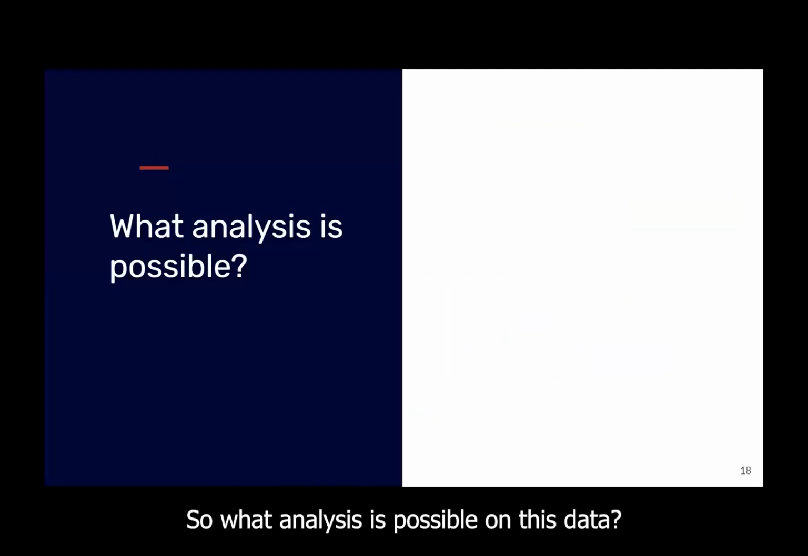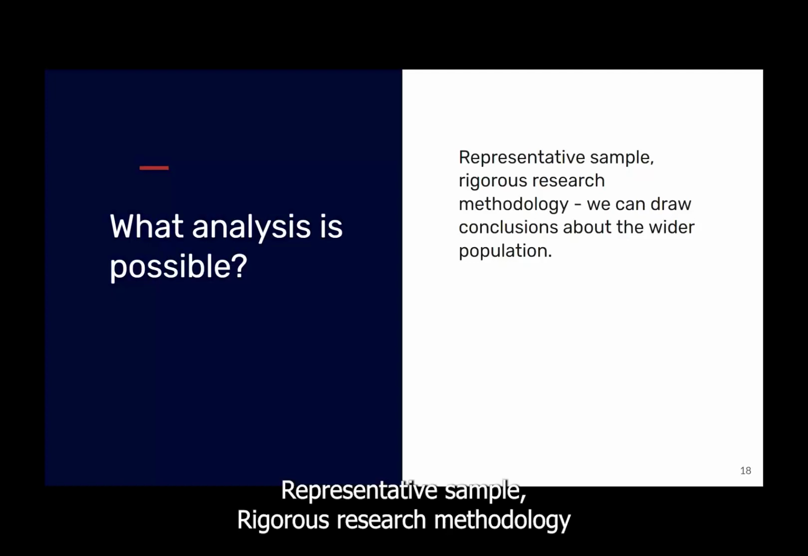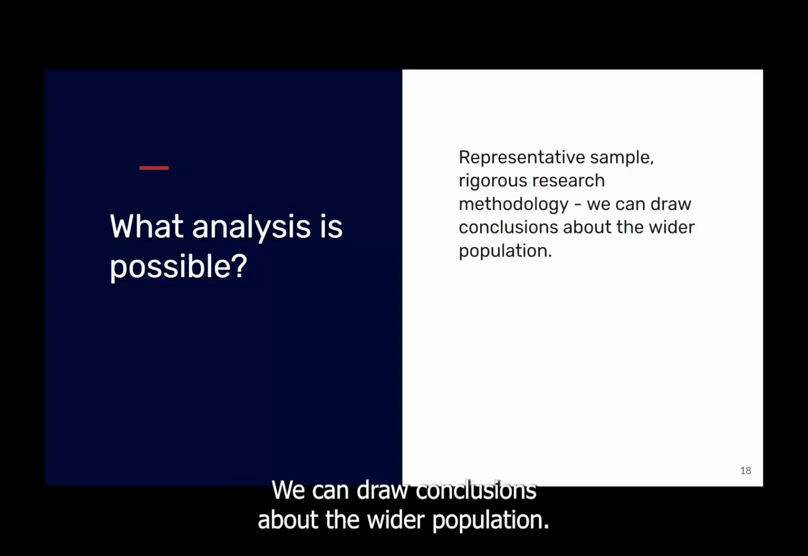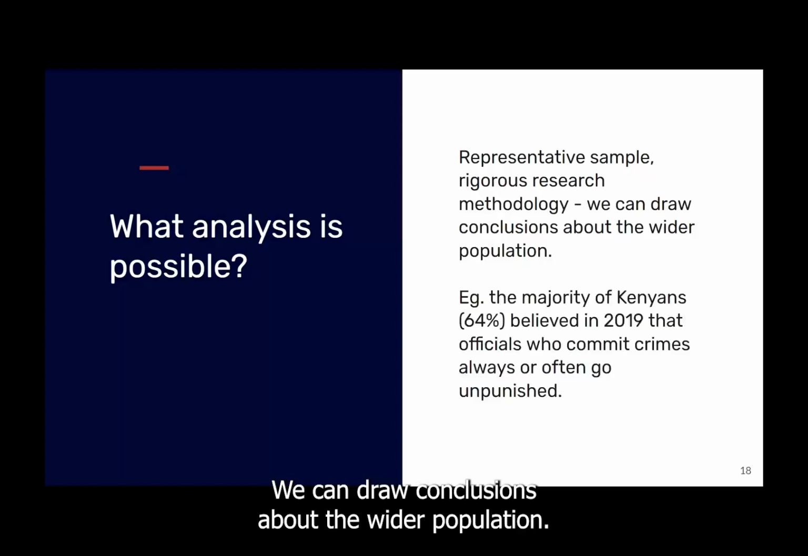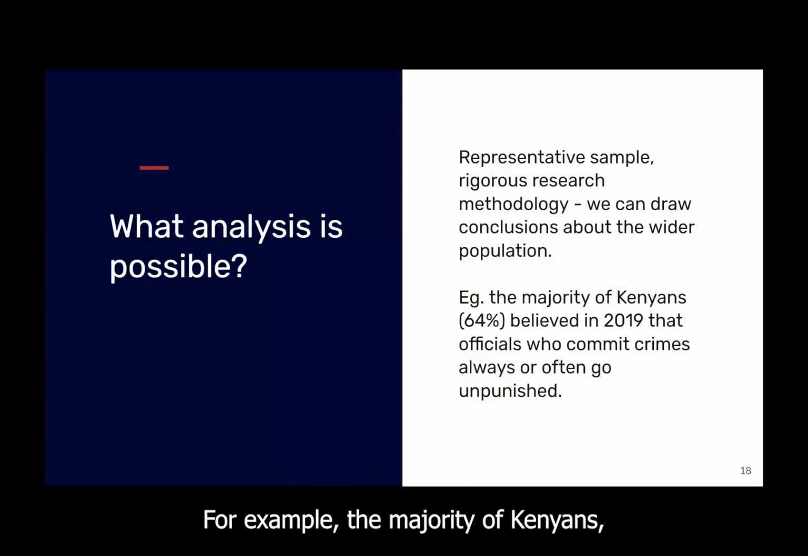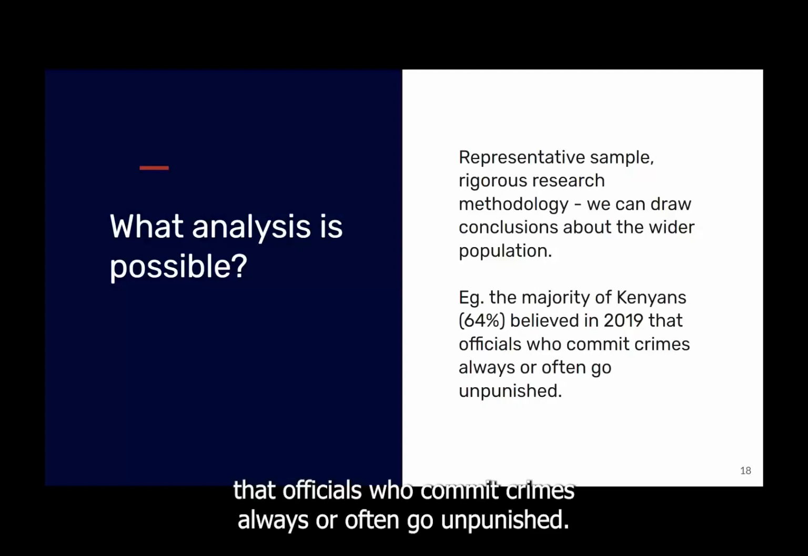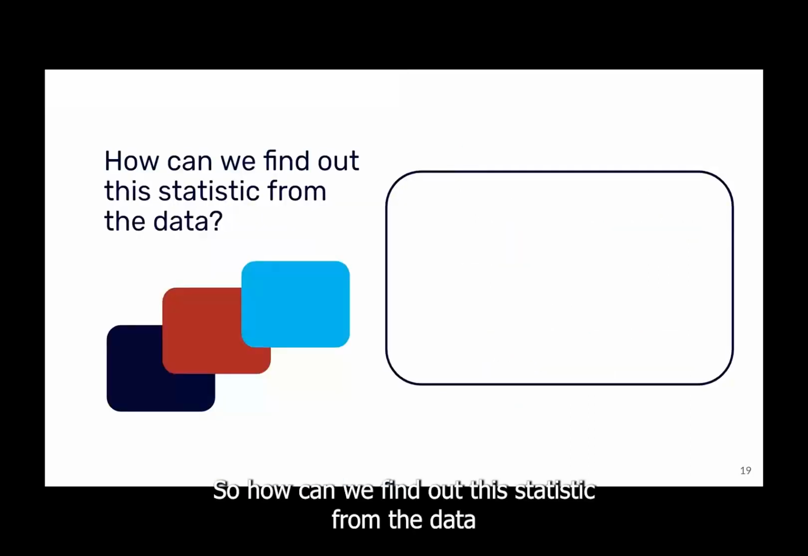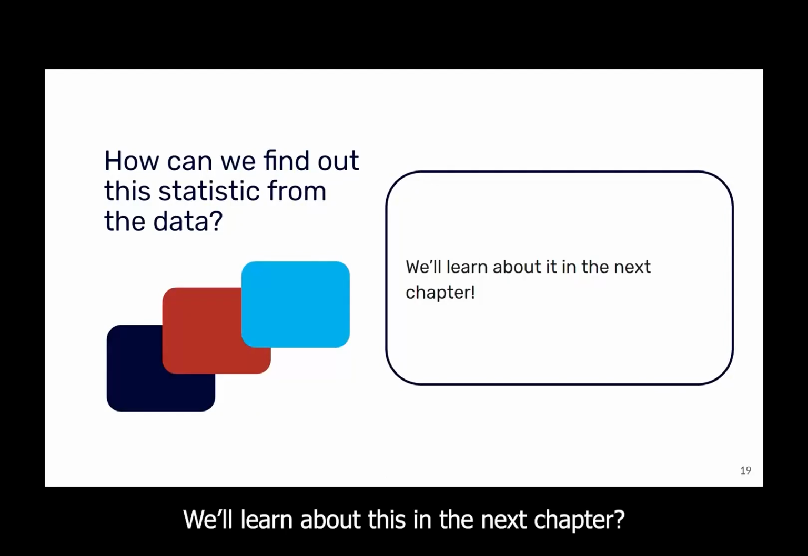So what analysis is possible on this data? Representative sample, rigorous research methodology, we can draw conclusions about the wider population. For example, the majority of Kenyans, 64%, believed in 2019 that officials who commit crimes always or often go unpunished. So how can we find out this statistic from the data? We'll learn about this in the next chapter.